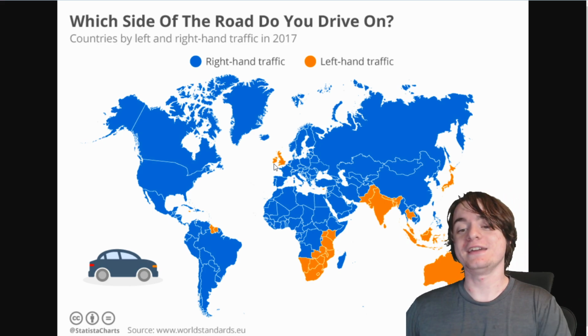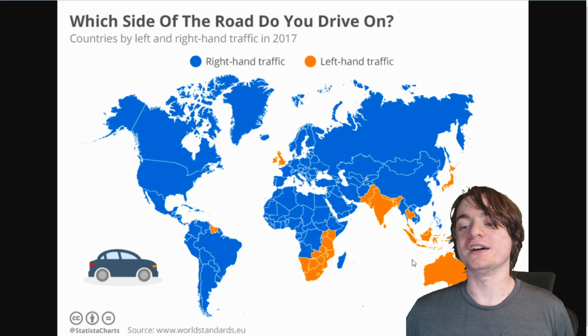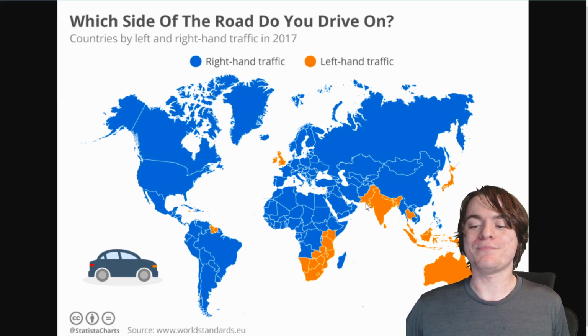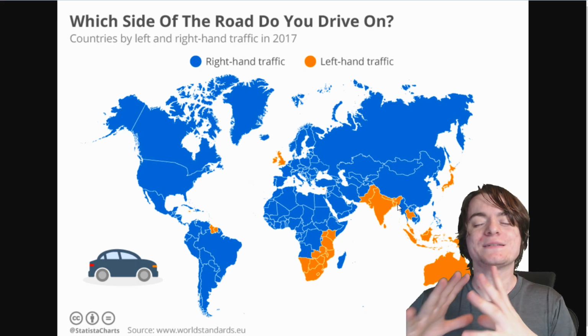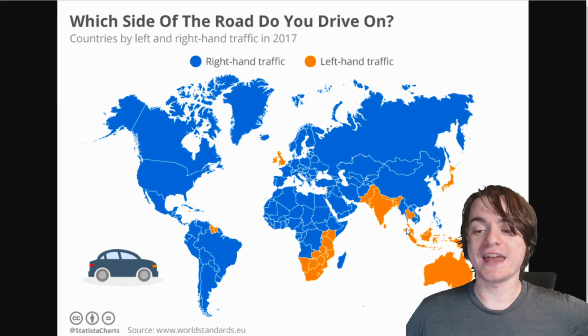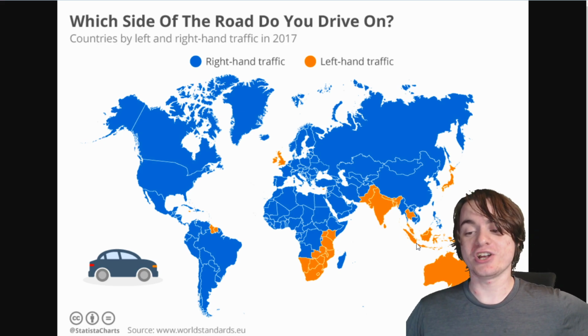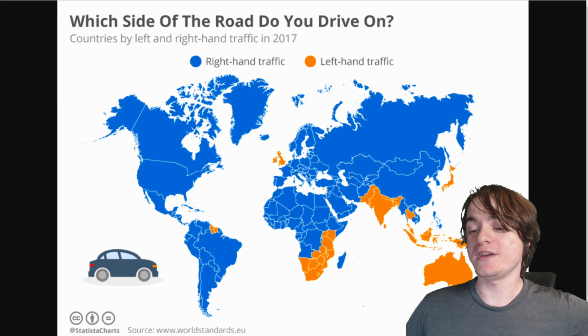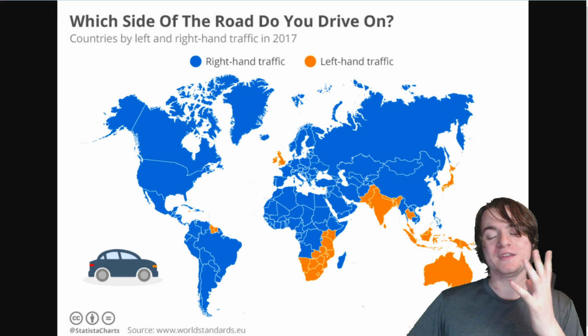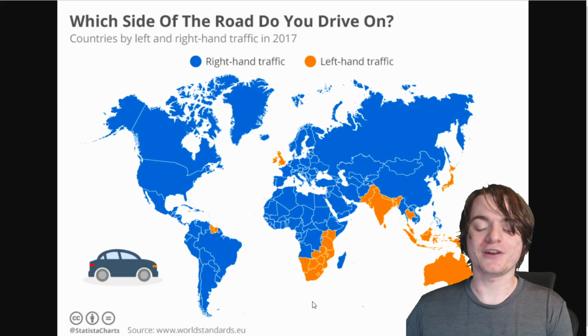So here's the UK, here's Ireland, clustered together. Here is India and Pakistan and Bhutan. There's a big cluster around there. Then you can see Thailand, Malaysia, Singapore, Indonesia, which is surprising to me, drives on the left, Papua New Guinea, Australia, New Zealand. All these countries are kind of linked together. And then South Africa, there's another cluster there.